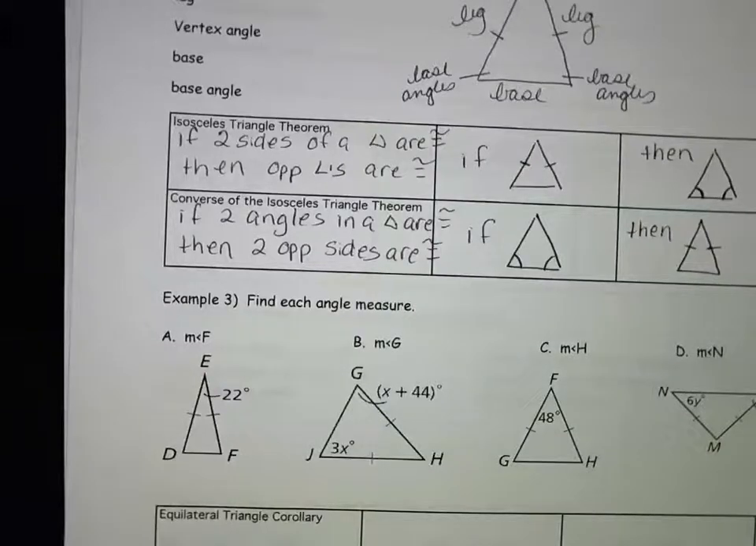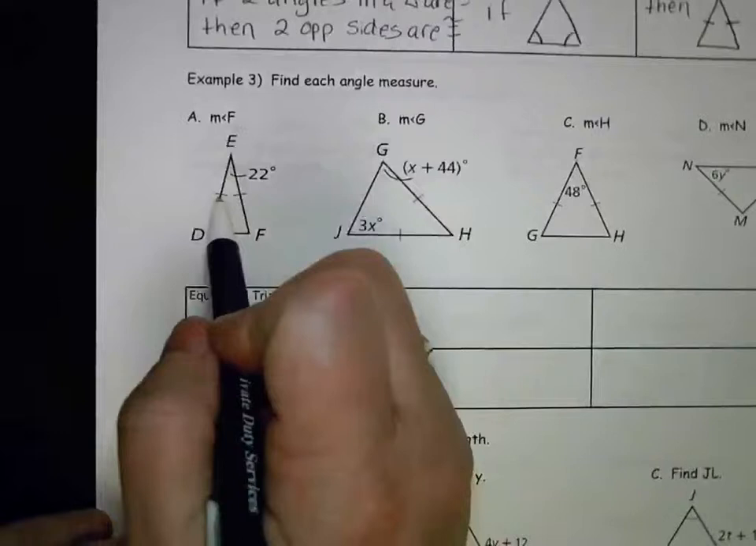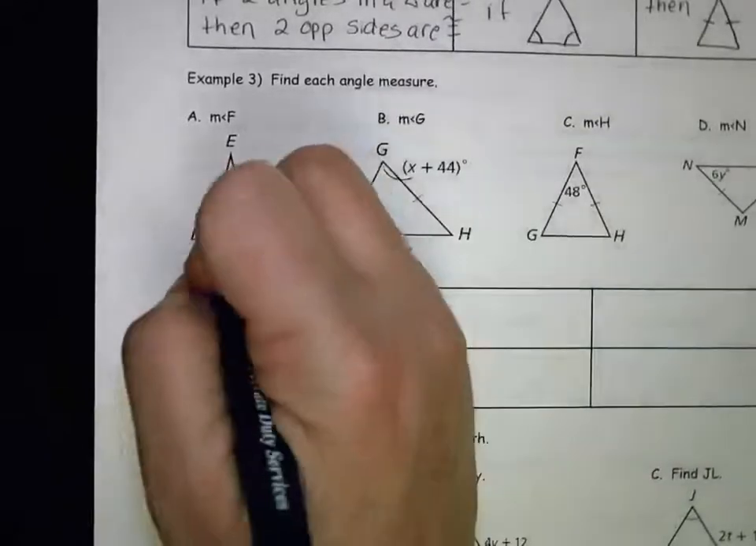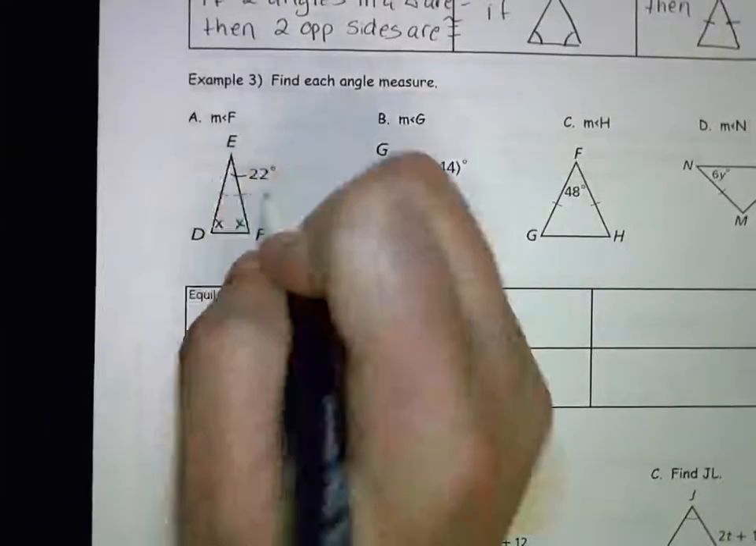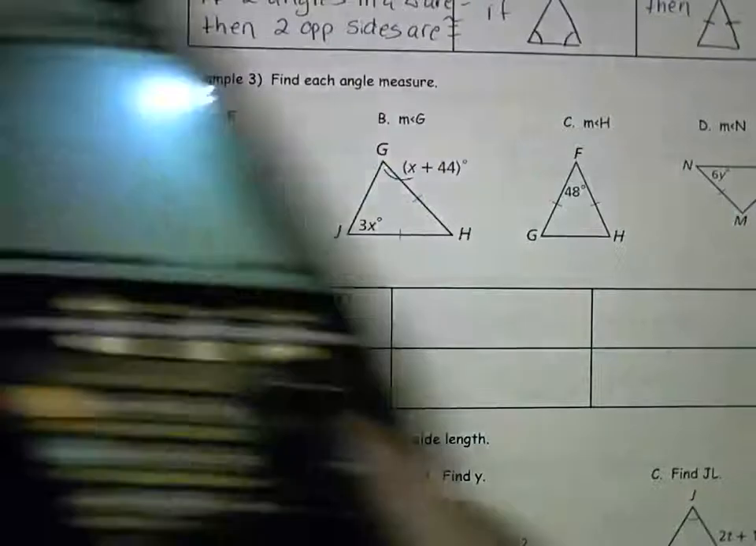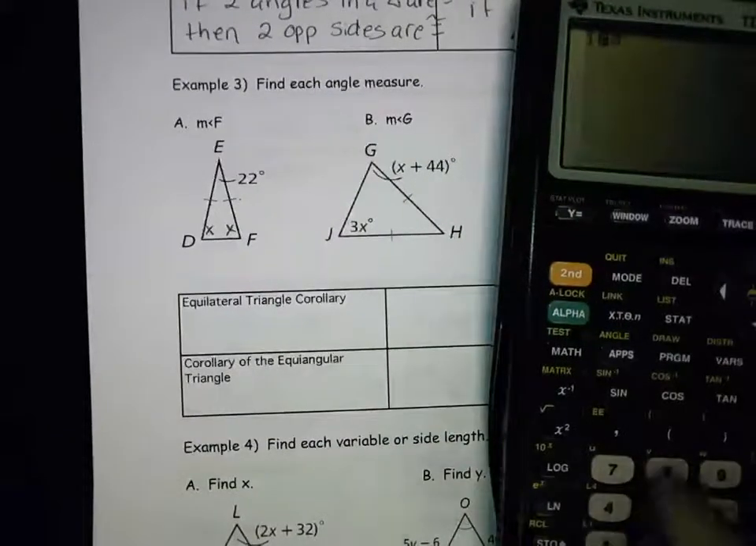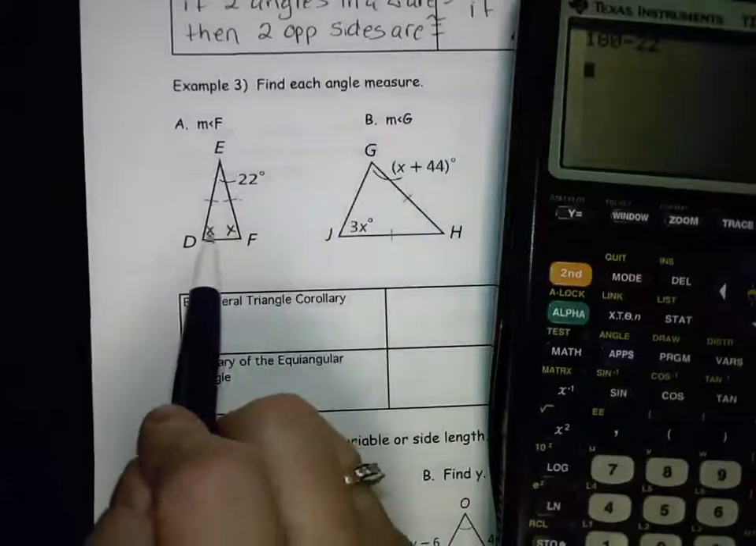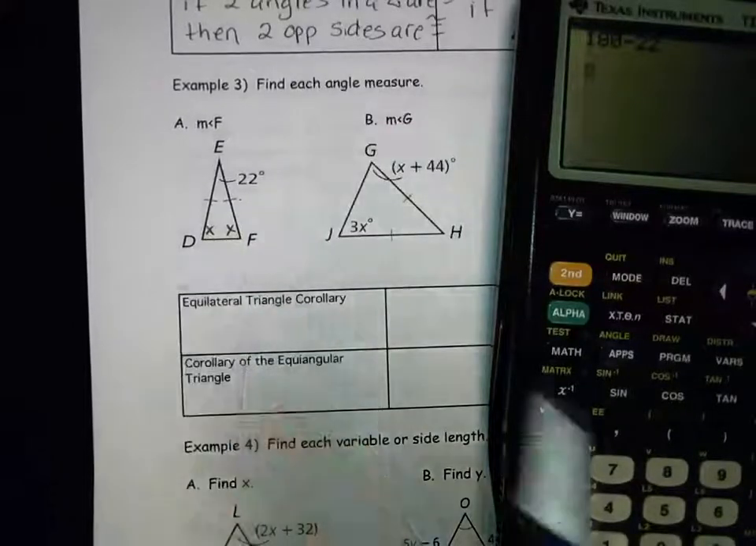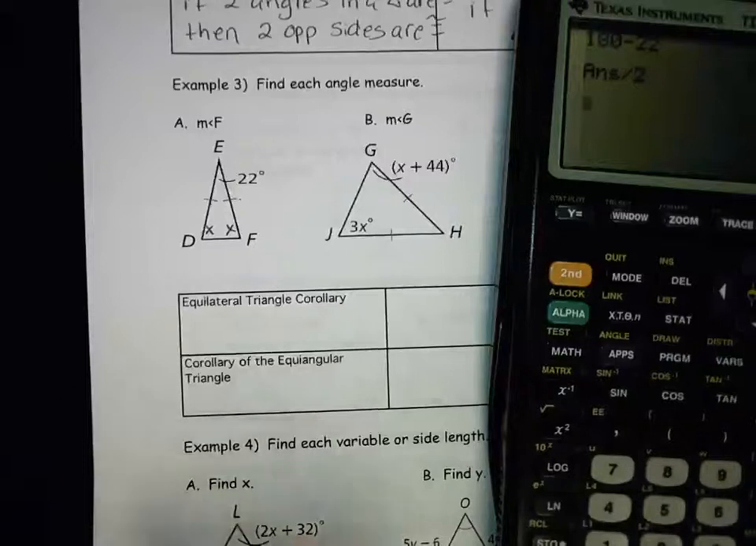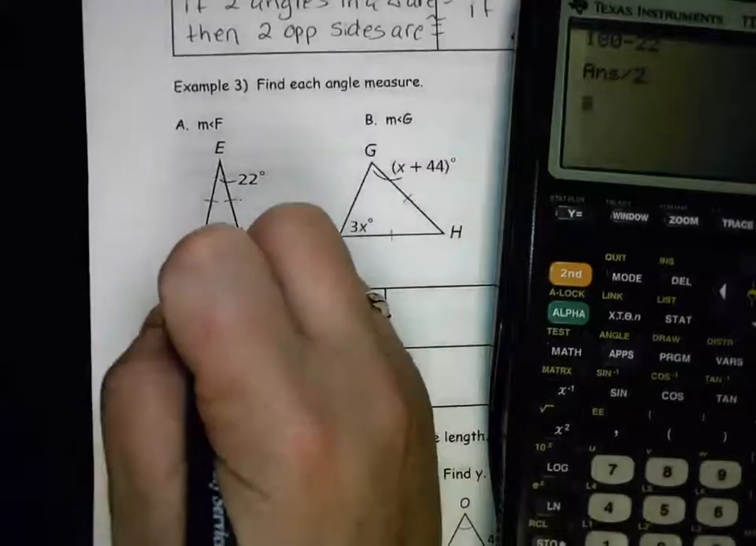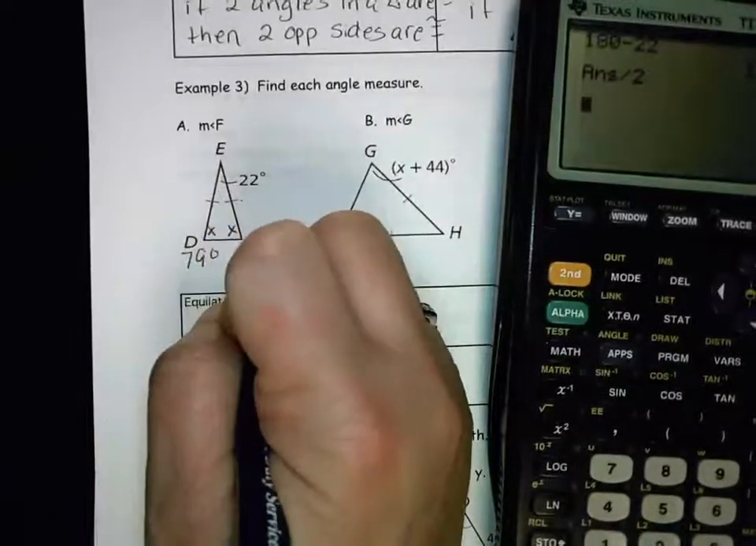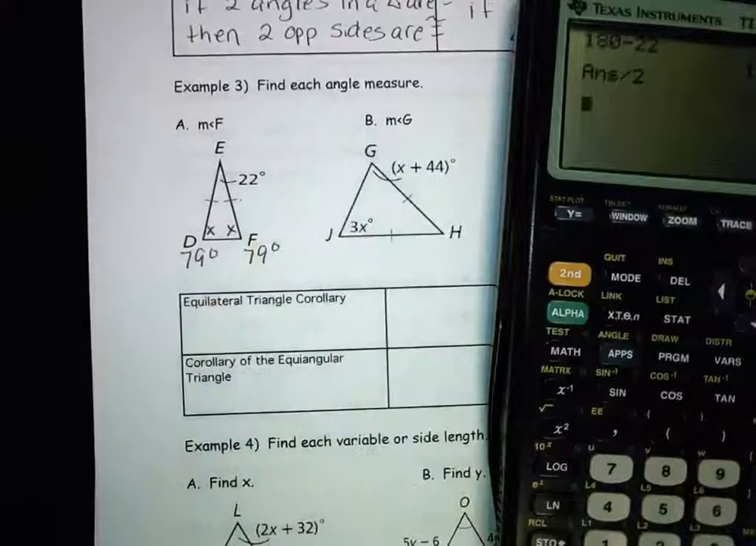Looking at example A, these sides are congruent. That means these angles have to be congruent. So you will be able to do 180 minus 22, and there's 158 degrees to be divided evenly between those. So those angles are both 79 degrees.